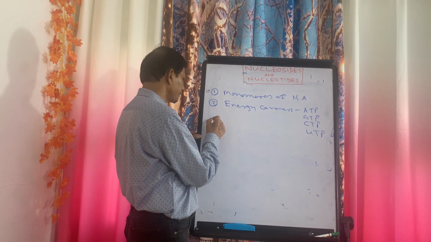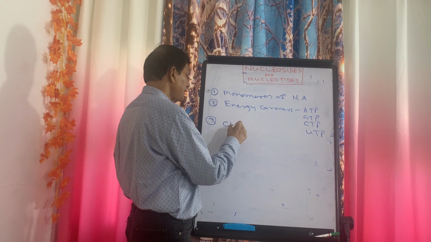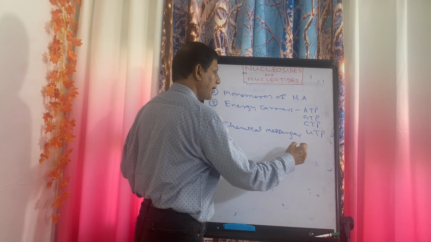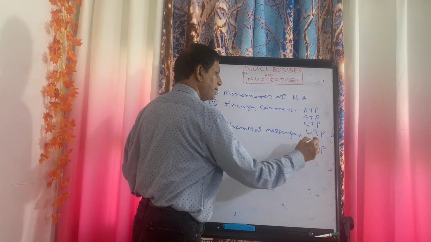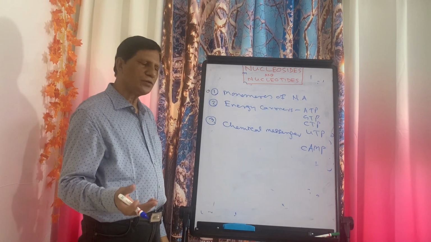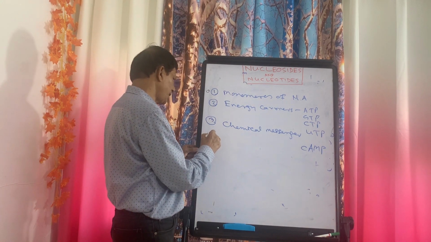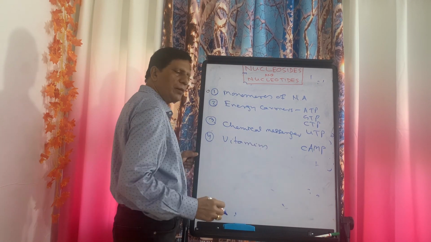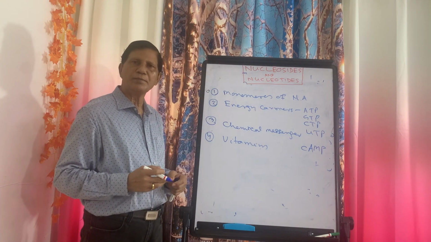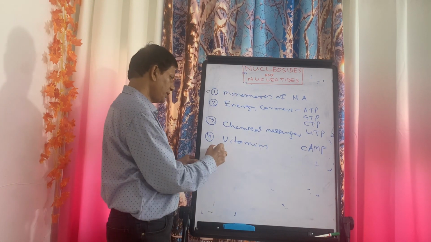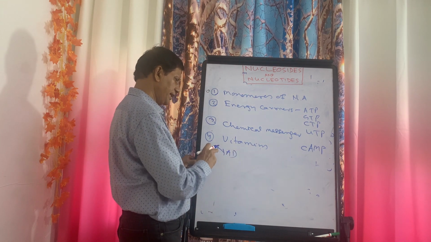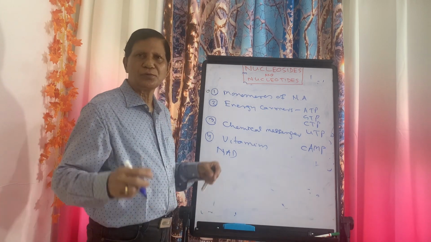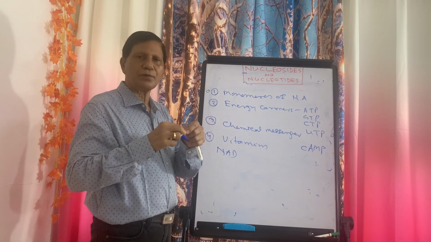The third one, chemical messenger. You have heard the name of cyclic AMP, which is a chemical messenger present in the cell, and that is also a nucleotide. And the fourth one is vitamins. You have heard the names of NAD, NADP, FMN, FAD, all these things. So suppose take the case of NAD, nicotinamide adenine dinucleotide. That means two nucleotides are joined together.